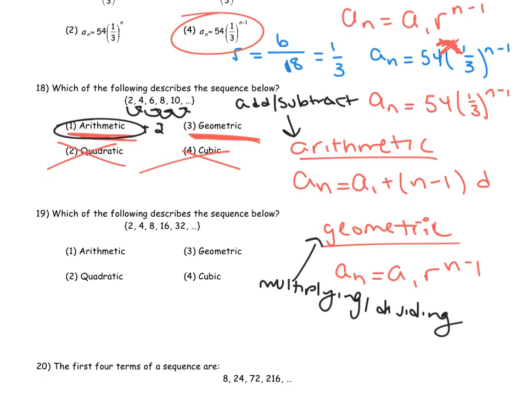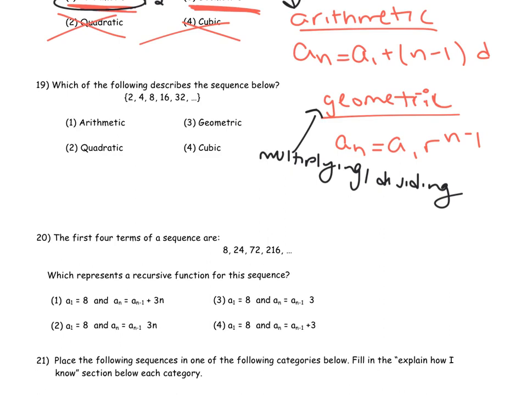So let's take a look at question 19. I went from 2 to 4, 4 to 8, 8 to 16, and 16 to 32. Again, you should be ruling out quadratic and cubic. We have never learned about sequences like that. The only two sequences we've talked about are arithmetic and geometric, which we have here and here. So for this sequence, how did I go from 2 to 4, 4 to 8, 8 to 16, and 16 to 32?